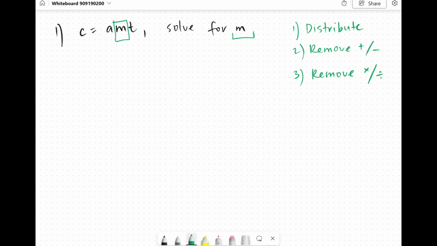Here in this example, to get the m by itself, you have to remove two things, the a and the t. Both of those are attached to m through multiplication. So essentially we're here at this step. We're going to remove multiplication through division. We will be dividing both sides of the equation by both a and t, so they cancel on the right side. And you simply write divided by AT on the left, and that gives you C over AT equals M. This is it, you solved for M.